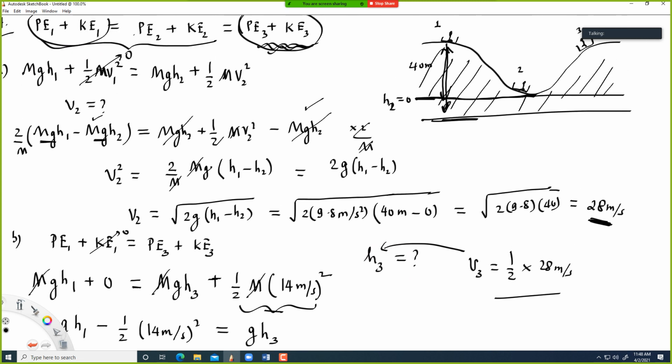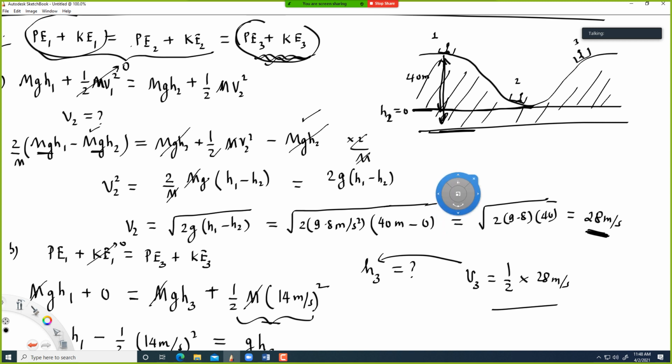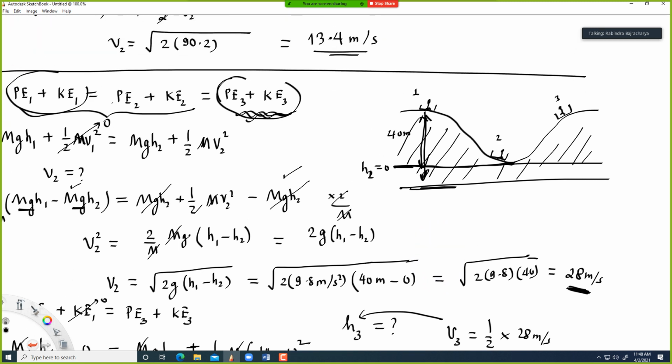But if you go all the way to 40, I didn't draw the picture very correctly here. If you draw a little bit higher, I should have drawn this 3 here actually. If you go all the way here at the same level as 1, then what would be the energy at that point? It would be the same as the energy here, right? Or in other words, how high will it go before it comes to rest? As high as that one, right? Because the energy is still there.